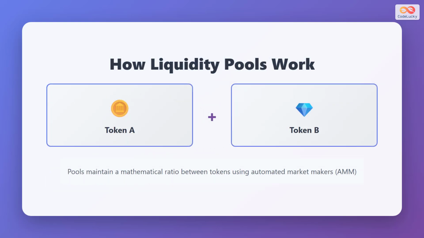Liquidity pools work by pairing two different tokens together. For example, you might have a pool containing Ethereum and a stablecoin. These two tokens sit together in a smart contract, maintaining a specific relationship between them. The pool uses automated market makers, or AMMs for short, to maintain a mathematical ratio between the tokens. This ratio determines the price at which tokens can be swapped. When someone trades, they're not trading with another person. They're trading directly with the pool itself.